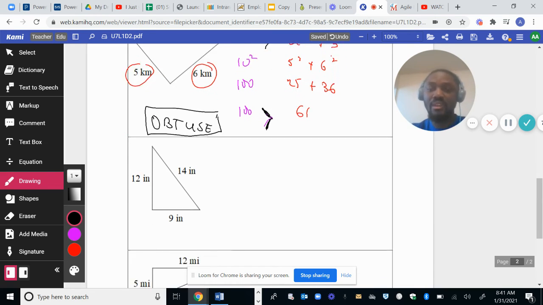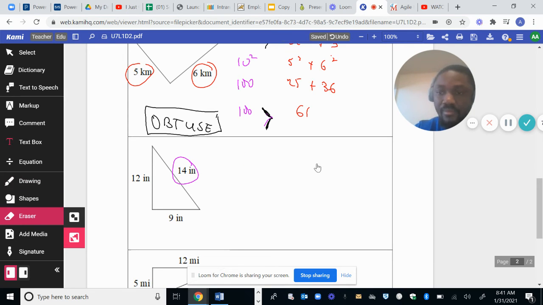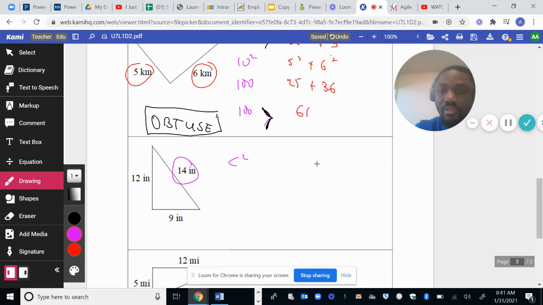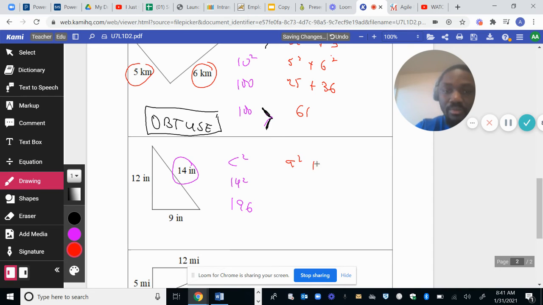So you're gonna do the same thing here again. The longest side here is 14. So you write C squared first, which is 14 squared, and 14 squared is what? 196. On the other side, you have A squared plus B squared. This is A, this is B. So it's gonna be 12 squared plus 9 squared.